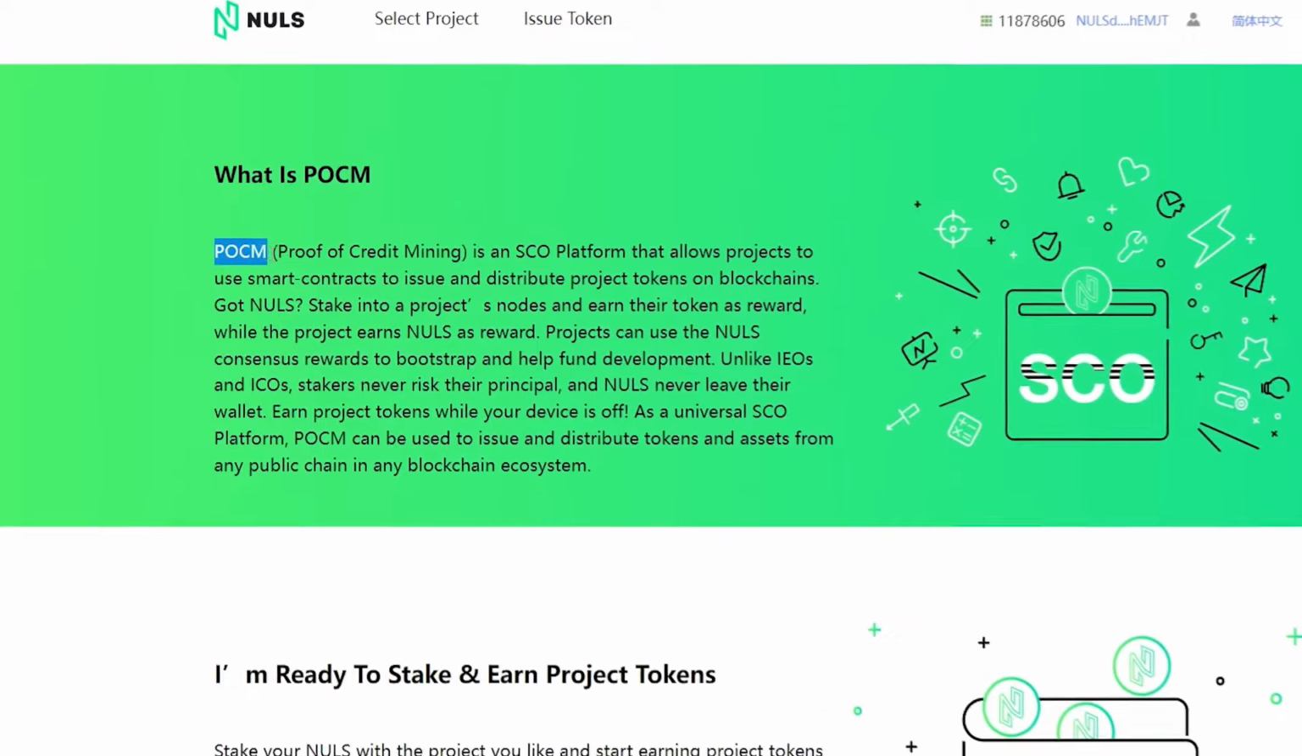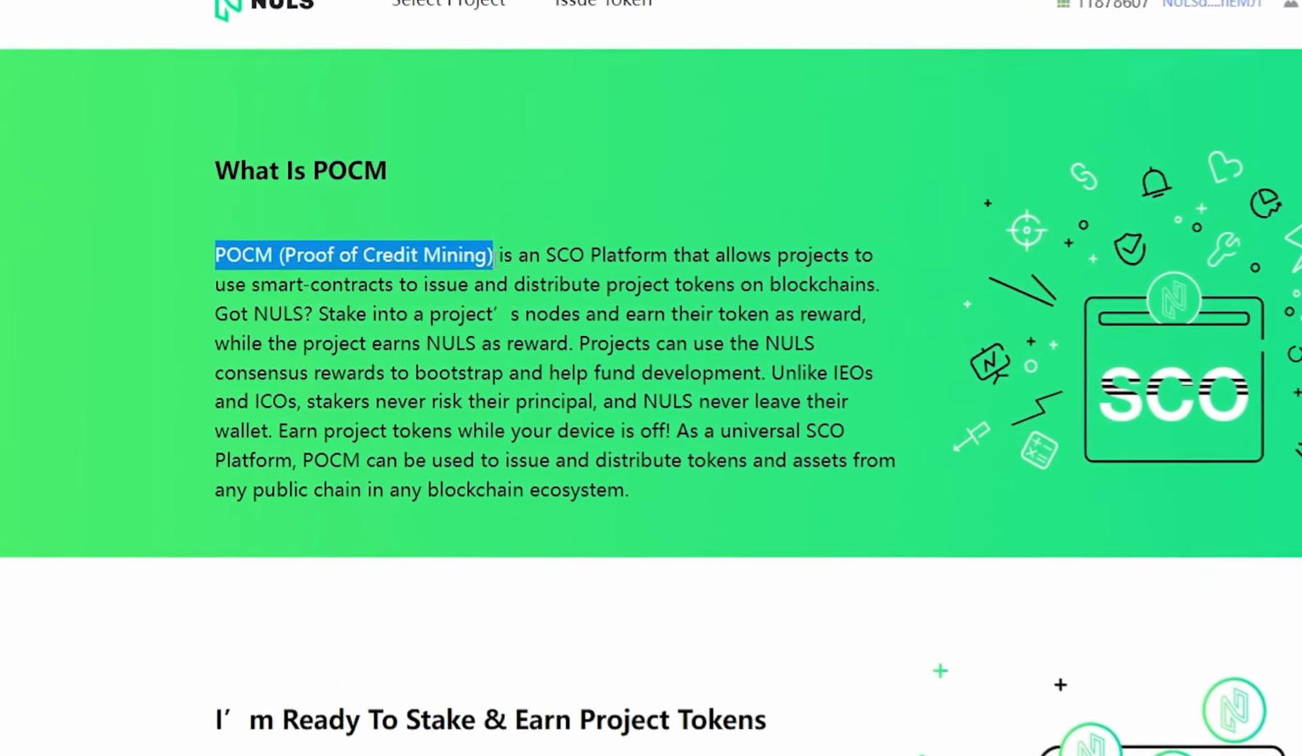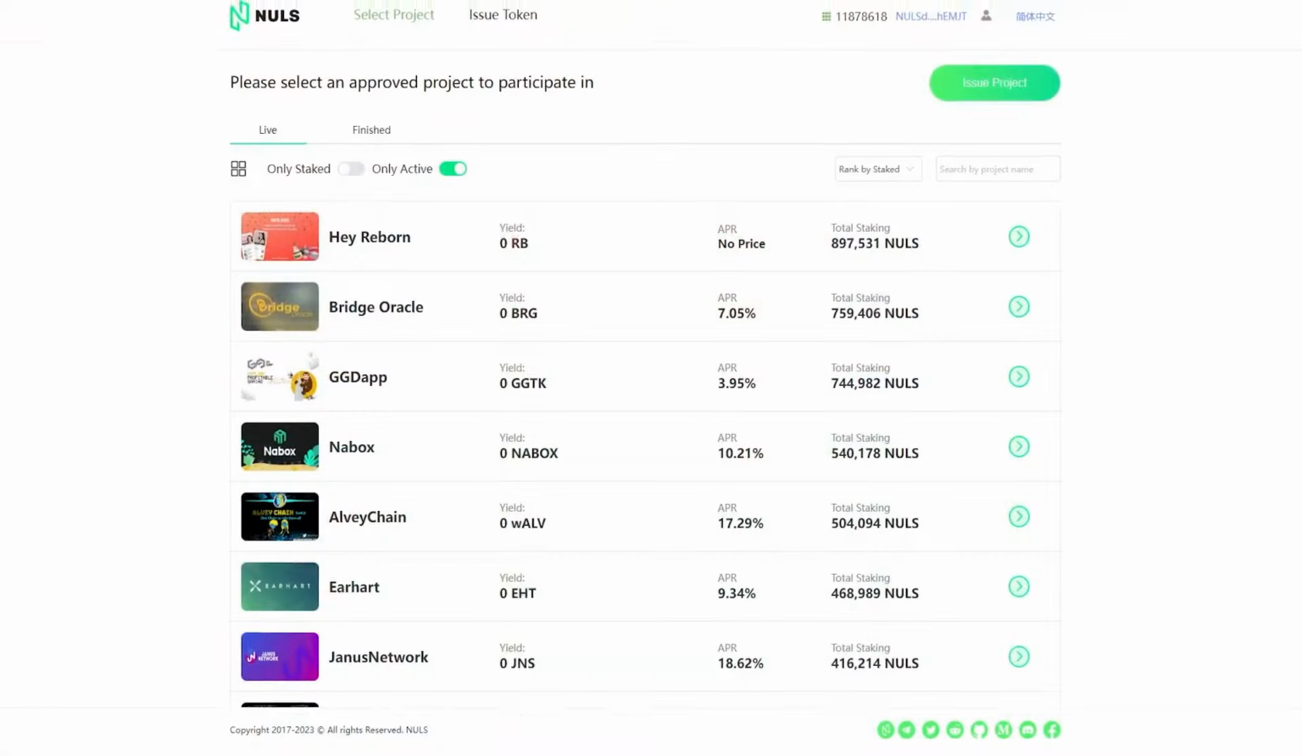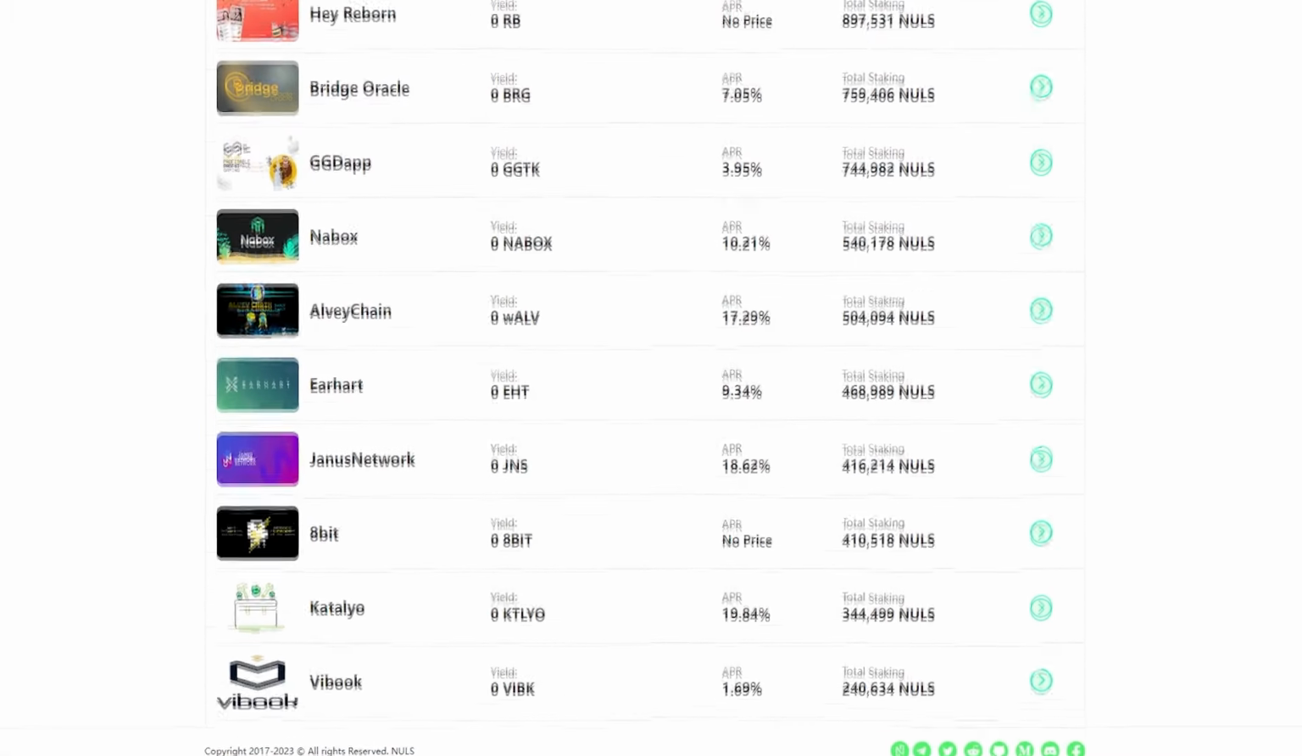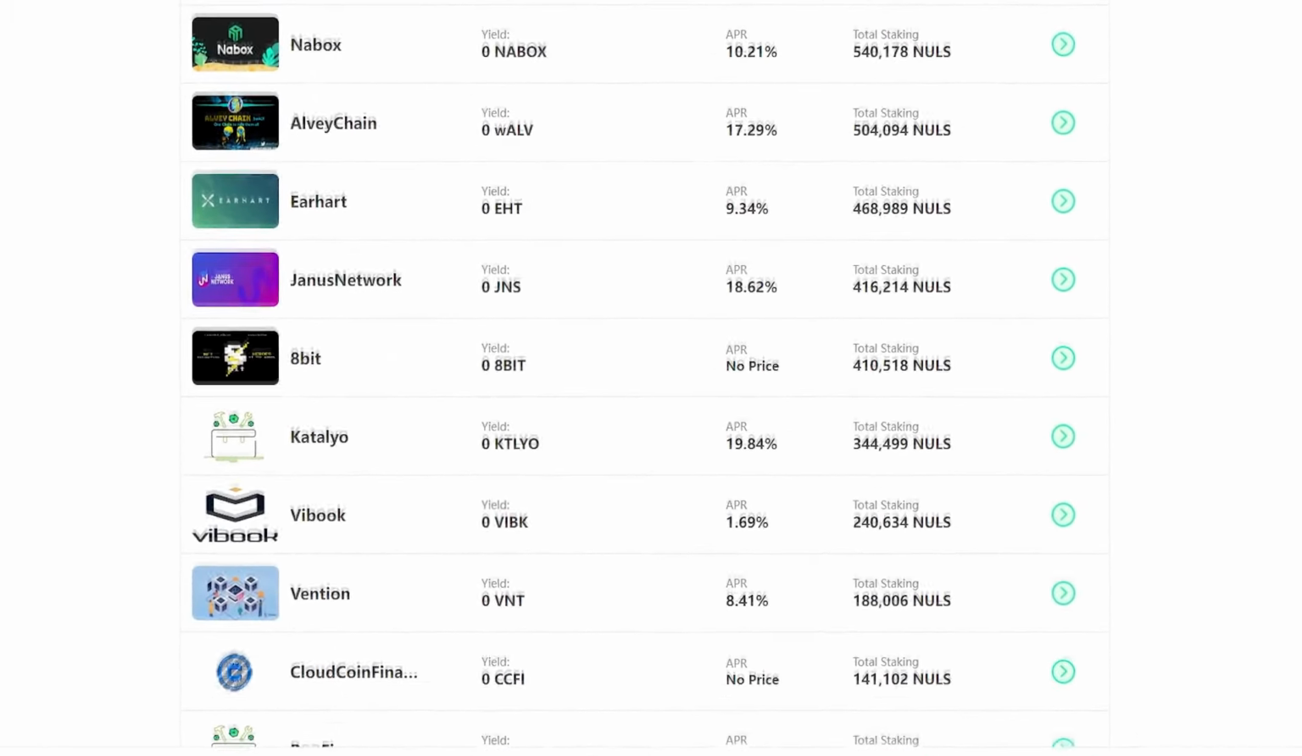Now, let's move on to our third option, proof of credit mining, POCM. We can consider this a unique type of stake, often used to launch or accelerate specific projects. Basically, you'll have different pools to choose from, each representing a distinct project. You can delegate your Nuls to a specific pool, and the project will receive earnings in Nuls, which they'll use to develop and grow their idea. In return, you'll receive earnings in the project's token. This often works like a pre-sale.